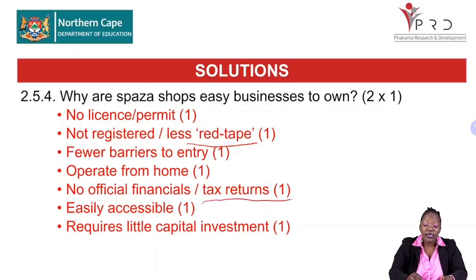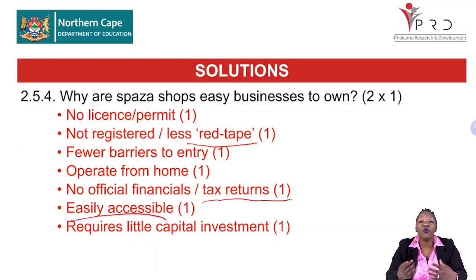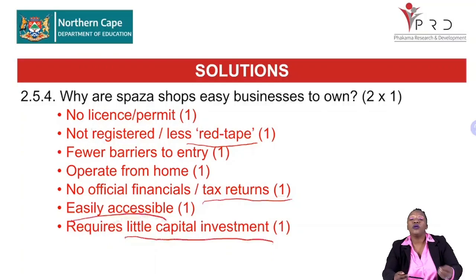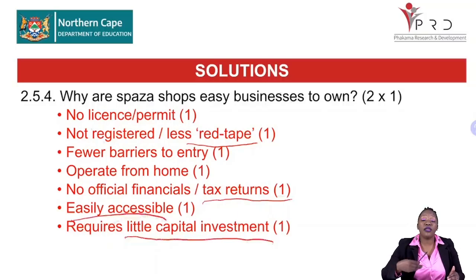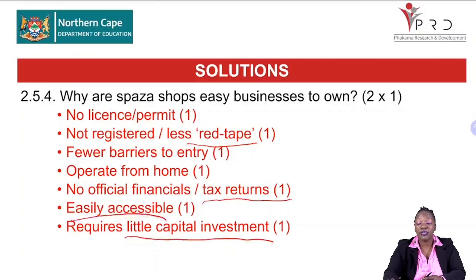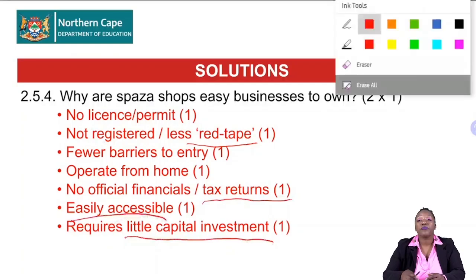And also it is easily accessible. Remember, you can even do it in your own yard, so hence it is easily accessible. Then we're looking also, it requires just a little capital investment. You can start your business by having a mere 500 rand. You just buy a stock for 500 rand, you sell it, you make that profit, then you proceed. So that is why it is easy to enter.